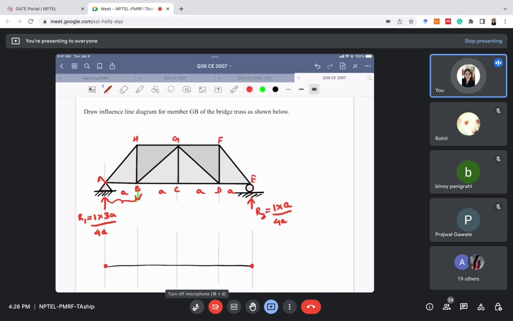The second step is to cut the section in which we need to find the force. Here we need to draw the ILD for member GB, so we will simply cut that section GB. I'm cutting this section GB like this. The next step is to take the section which does not contain the unit load. It has divided it into two sections. Let's say this is section A and this is section B.